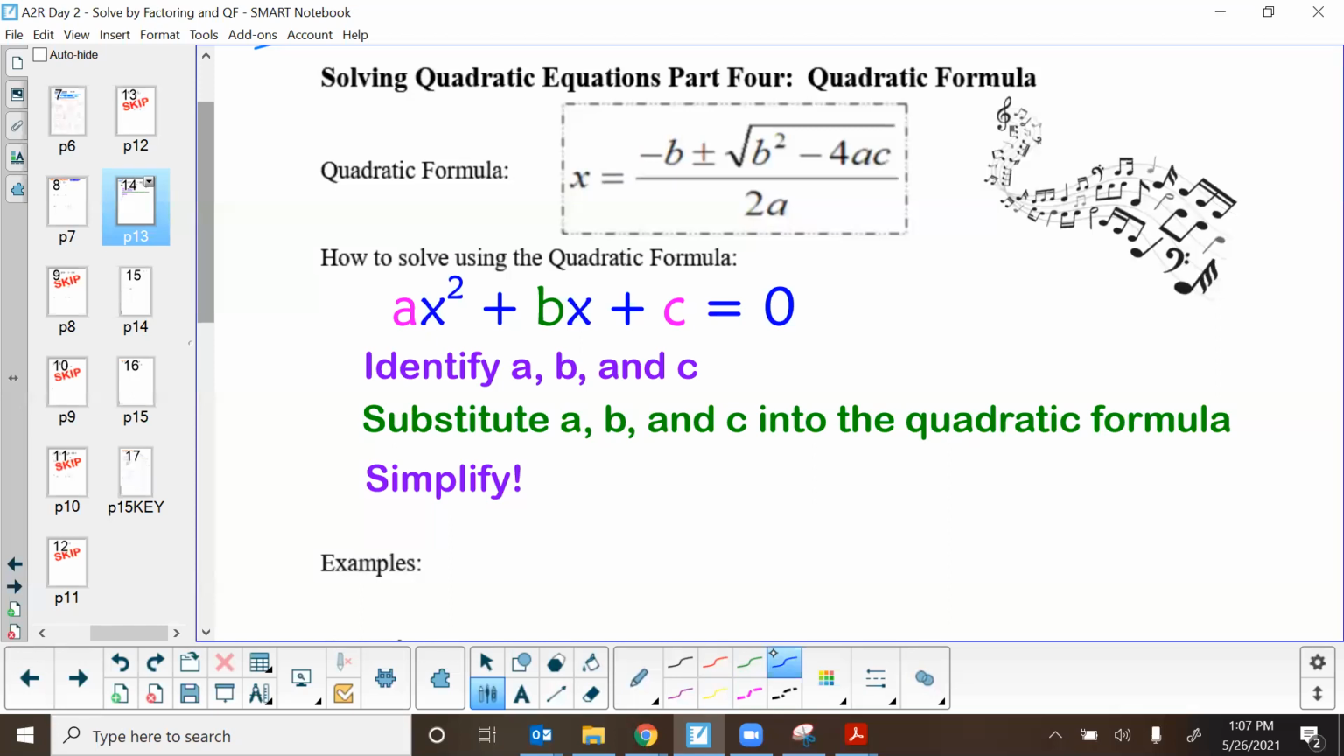So the song goes like this. X equals opposite of b plus or minus the square root of b squared minus 4ac all over 2a.